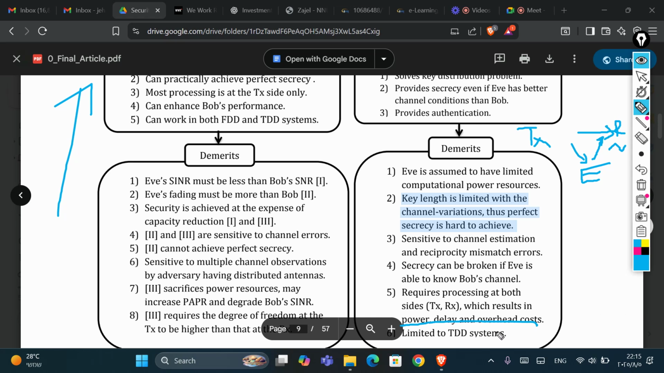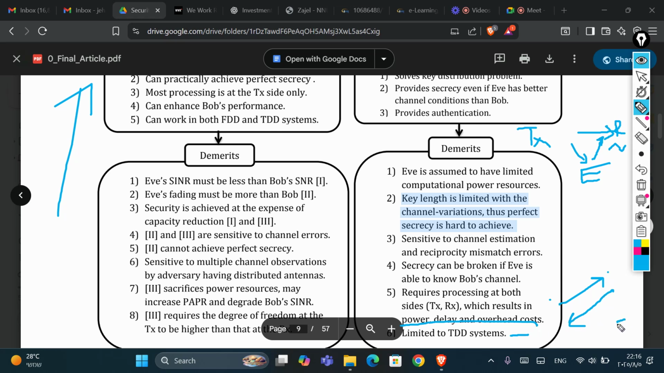And finally, it's limited to TDD systems, time division duplex systems, because I told you in a time division duplex system, the channel estimated from the transmitter to the receiver uses the same frequency as the one from the receiver to the transmitter, and because of that, the channel in the uplink will be similar to the channel in the downlink.